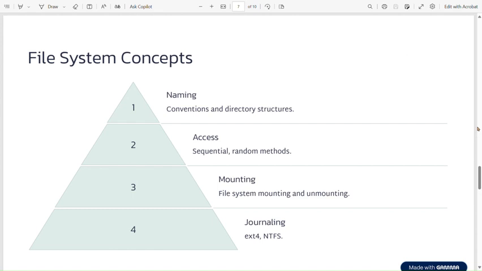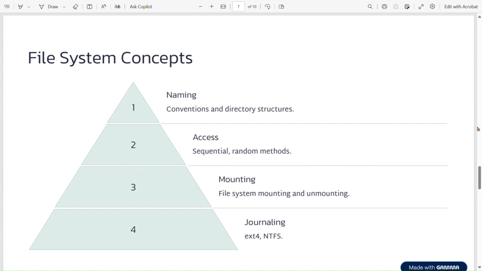Then the file system concepts. In file system concepts, first one is naming. Files are identified by unique names within a directory. The file name typically involves a base name and an extension. For example, the file name .txt, .txt meaning the file is a text document. It might be made in Notepad.